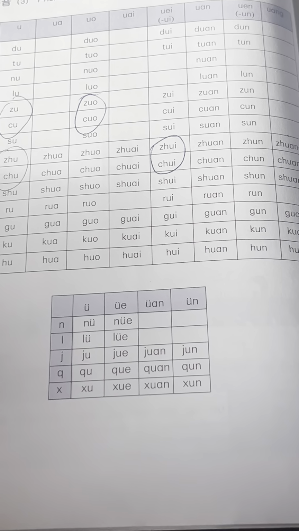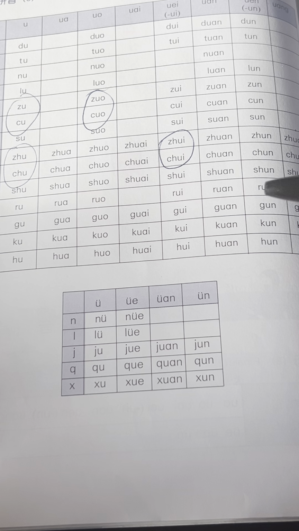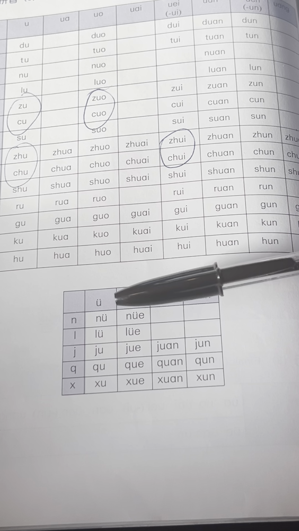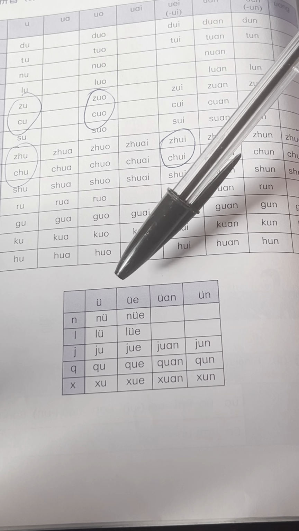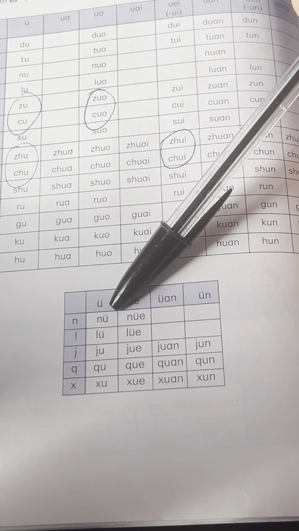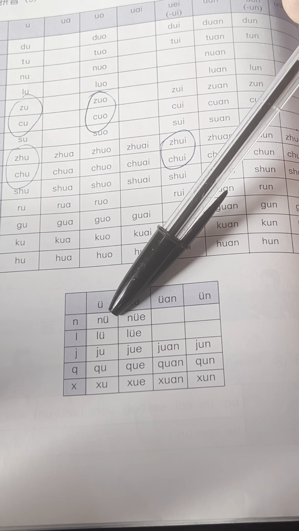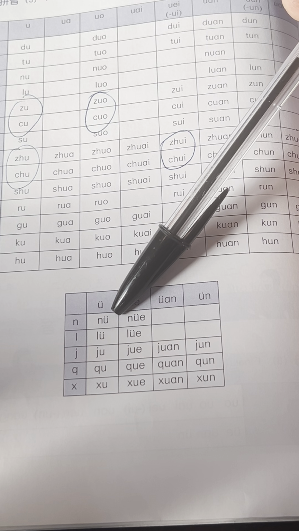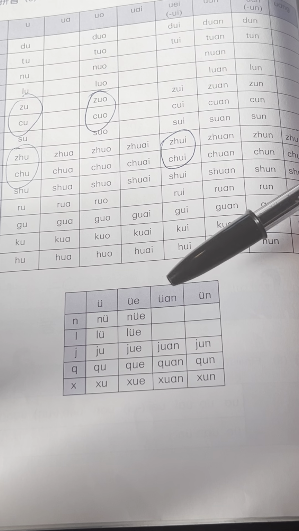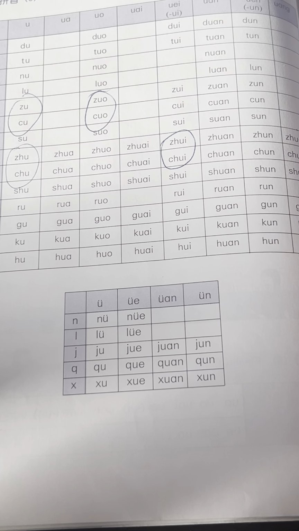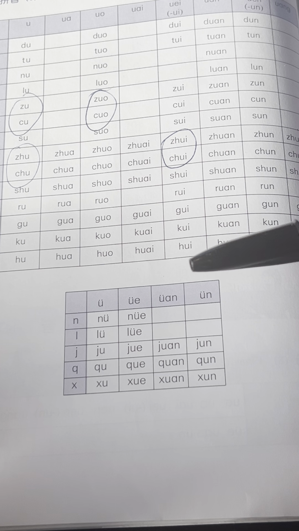Wow, that was a lot. Okay, let's do this little chart at the bottom. So what are we up to here? Nü. Okay, so here we're ü. Nü, nü, nü, nü. And this is ü, e, yue. I'm going to have to take a break in a minute and get some water. Perhaps after this one.